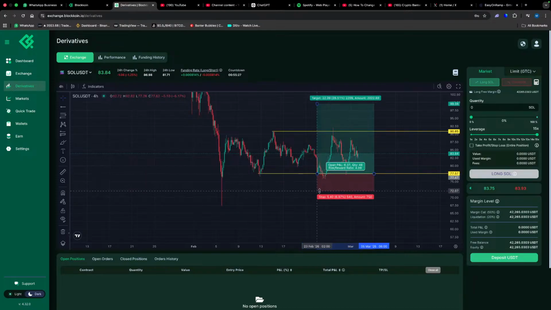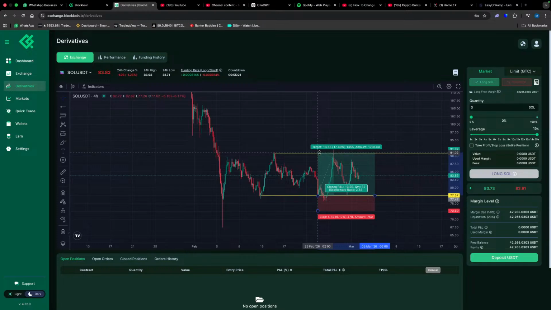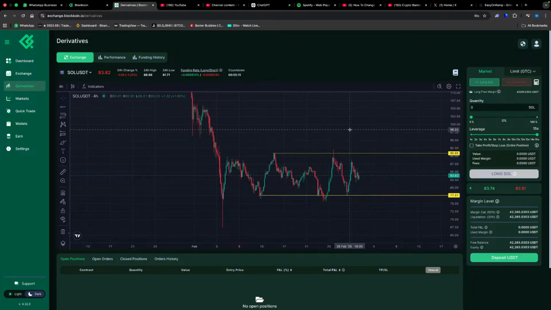So always just trying to give yourself that breathing room so that you can allow price to do what it needs to do before eventually hitting your target or maybe hitting your stop loss. So your stop placement must always make structural sense first, meaning always above resistance and always below support.